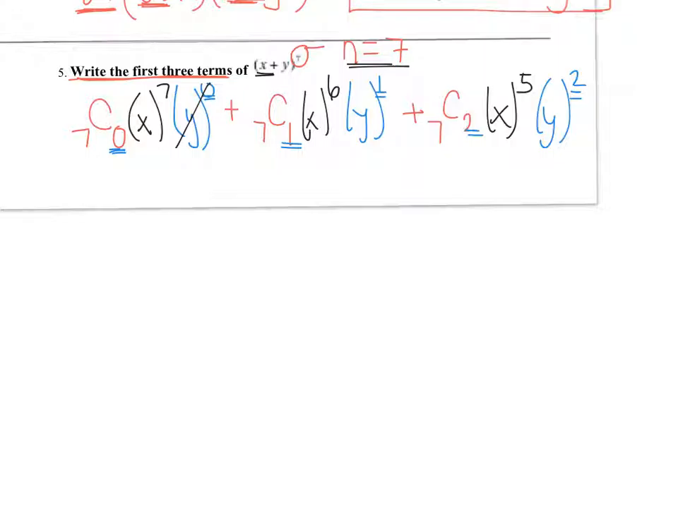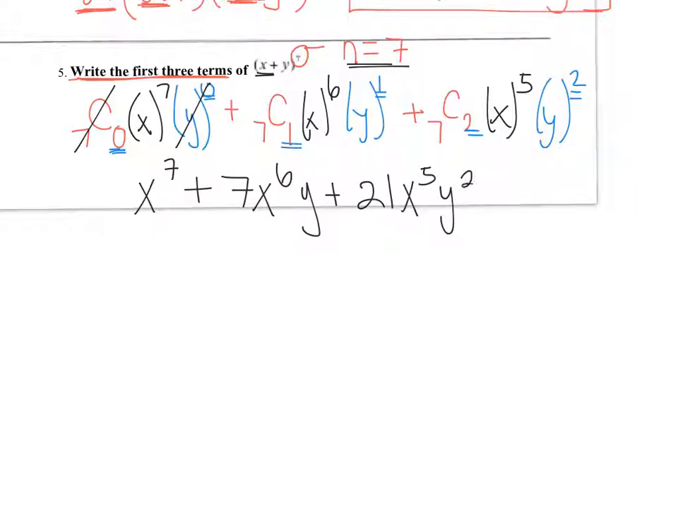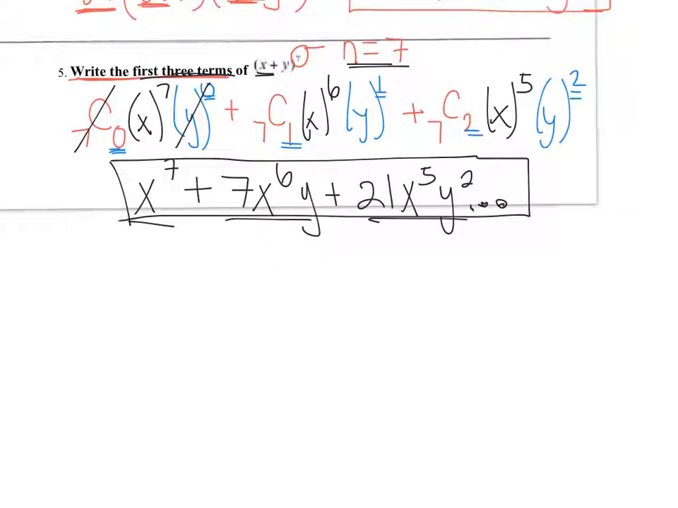So y to the 0 is just 1. 7C0 is just 1, so I'm just left with x to the 7th. 7C1 is 7, x to the 6th, and y to the 1. You can put it or not. And then 7C2 is 21. Then you've got x to the 5th and y squared. I'm going to put dots to say it keeps going, but they just wanted the first 3 terms. So 1, 2, 3. I'm done. Okay, we can do another example.